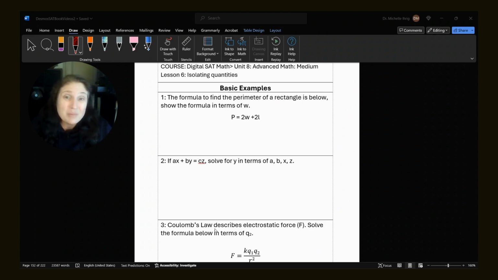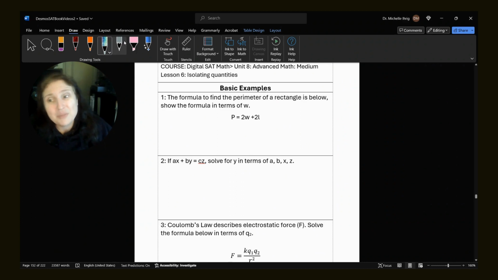Most likely they would be multiple choice questions, in which case you would use the slider tool like I've shown you in all of the other videos. But I still wanted to talk about these without the calculator. We are doing Unit 8, Lesson 6, Isolating Quantities. And by now you should be a pro at comparing functions and using the slider tool if you've been watching my other videos. All right, the formula to find the perimeter of a rectangle is below.